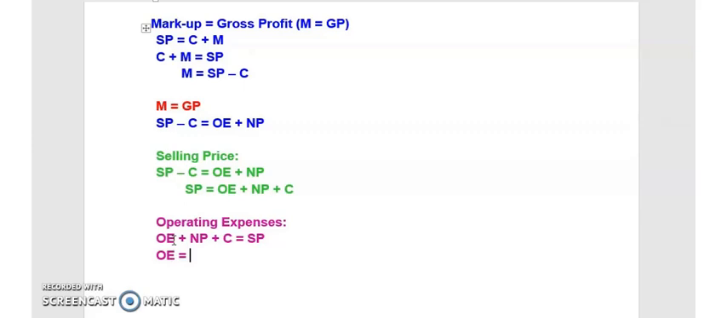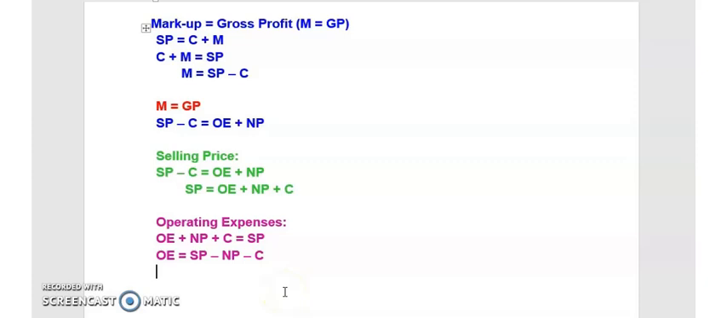So OE equal to, write again what is on the right hand side, SP, and then bring NP and C to the right hand side. Positive to the right hand side becomes negative. So OE equal to SP minus NP and then minus cost. Then you get the formula for operating expenses with the factor cost also included in the equation.